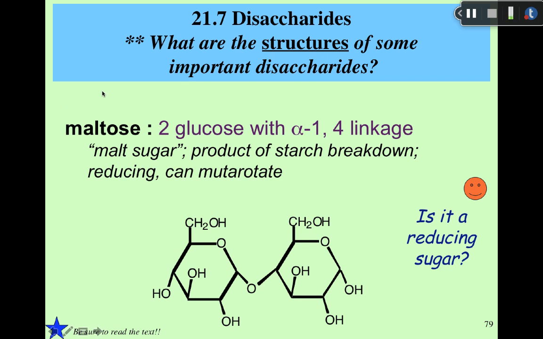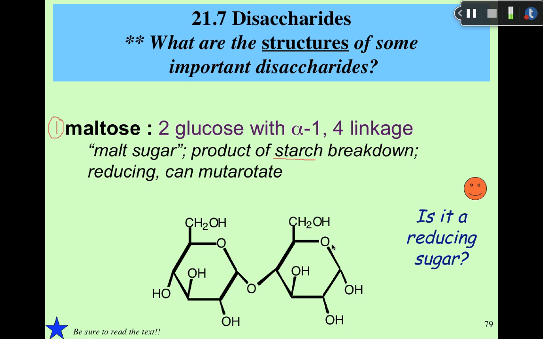The first one is maltose, and it is simple to recognize if you remember glucose, because glucose has that up-down pattern, and if you have two glucose molecules with an alpha-1,4 linkage, we call that maltose. It is a product of the breakdown of starch. If you hydrolyze it, you can get this disaccharide.